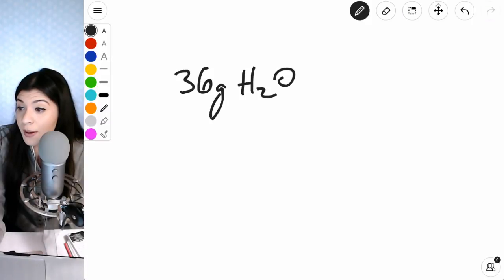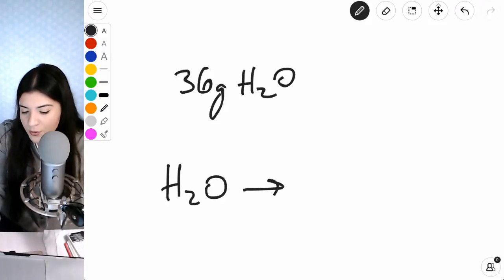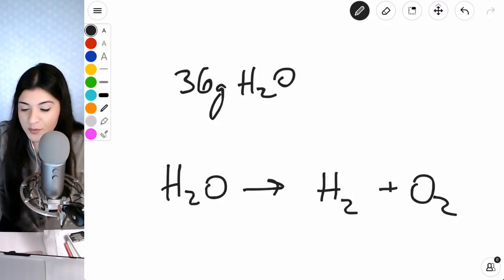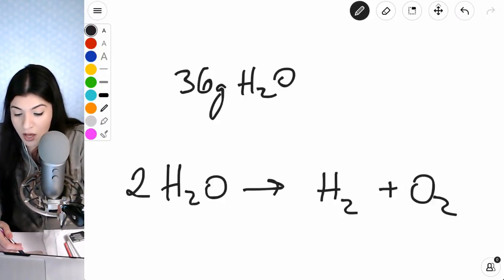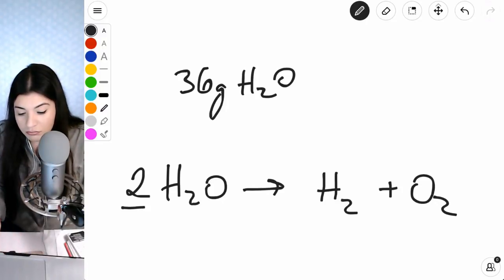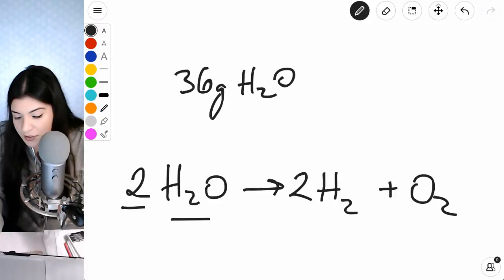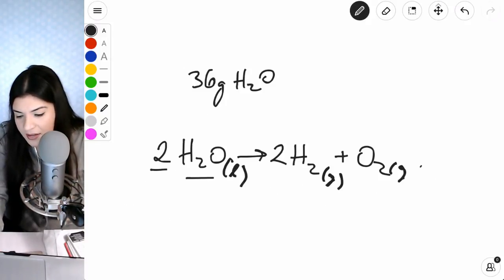So first, let's just write out our balanced equation. Because they're telling us that it's decomposition, it's H2O, and this is going to decompose into its gaseous elements, meaning it's going to go to H2 and O2, and then I have to balance this out. So balancing this, we need to just put a 2 here in front of that H2O. Now we have 4 H's, so here I'm going to put a 2 there, and it's balanced. Okay, so this was in its liquid state. These are gases and gases.